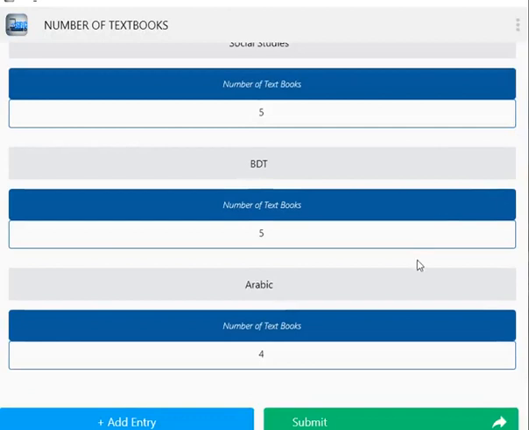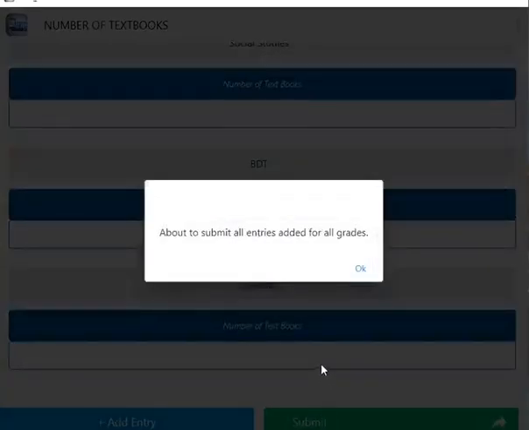When you are done with all the levels or grades in your school, then you can click on submit. You're about to submit all entries added for all grades. If you don't go by this, and as soon as you finish, let's say, grade 1, you click on submit, you will not be able to add the other grades. So please take note of this.